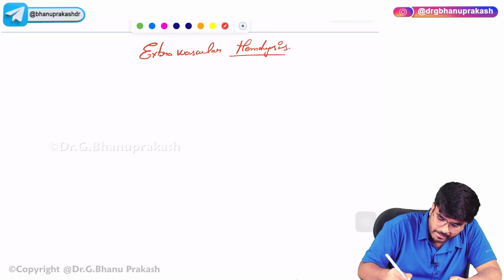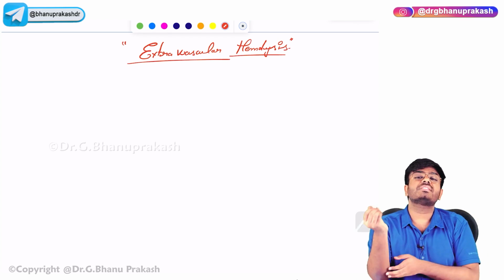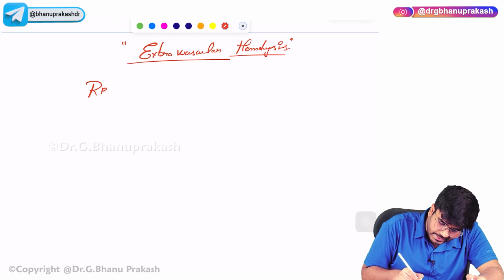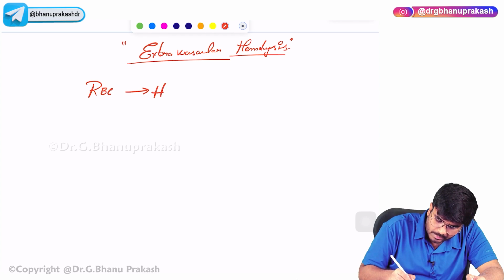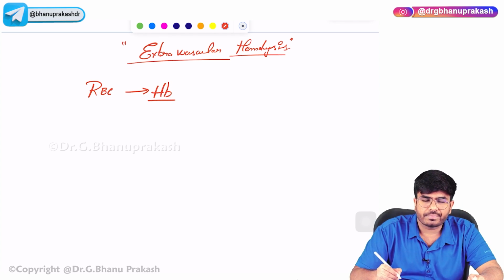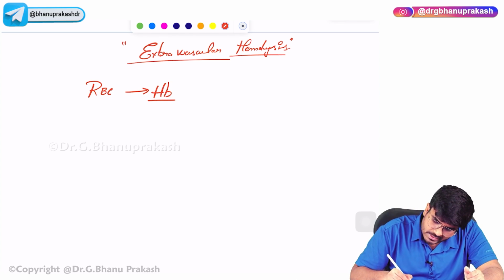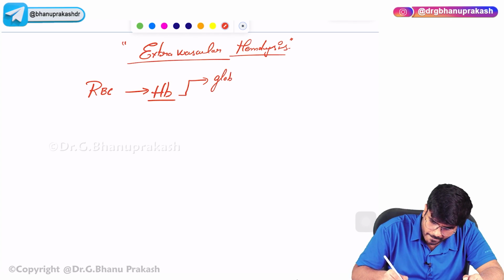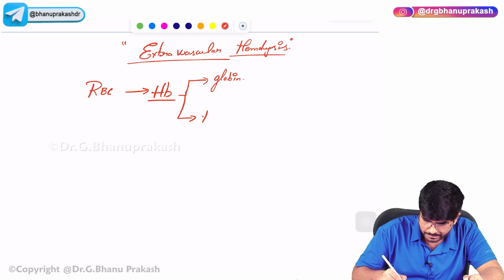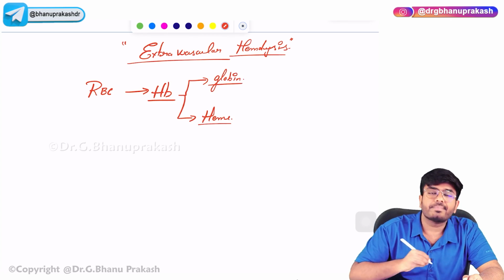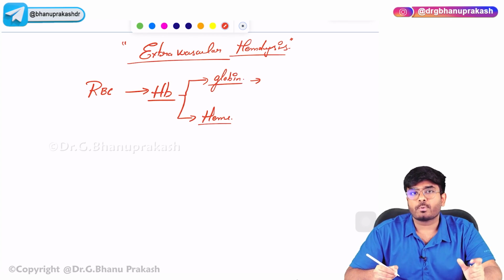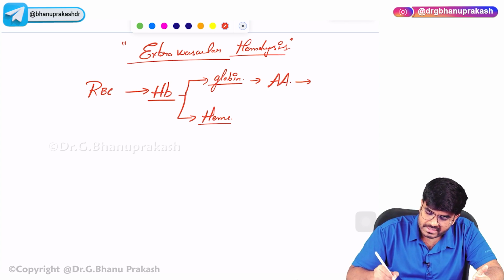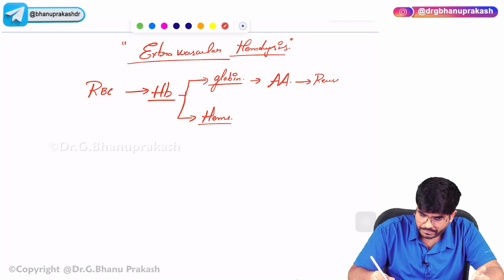Who is destroying? The macrophages. Macrophages in the spleen, liver and lymph nodes are destroying the RBCs. Now, when the RBCs are getting destroyed, what is going to come out? Hemoglobin. Within the spleen, the hemoglobin is going to come out. This hemoglobin is going to be broken down into globin and heme. Globin is a protein, so the globin will be broken down in the spleen into amino acids. The amino acids will be reused by the body.